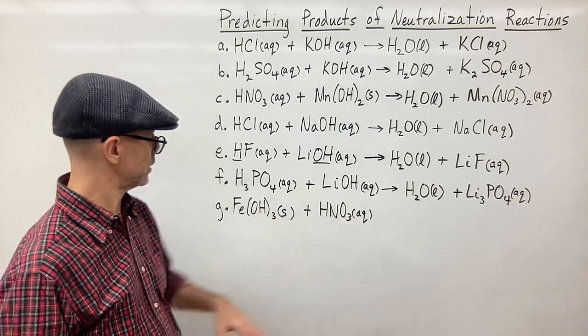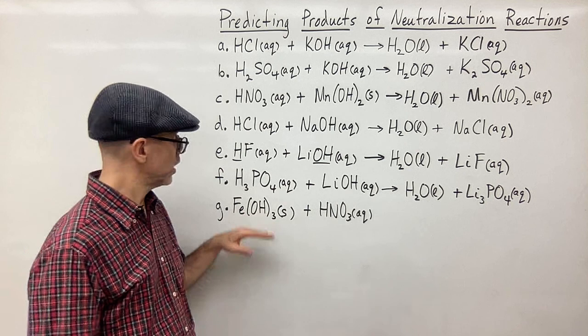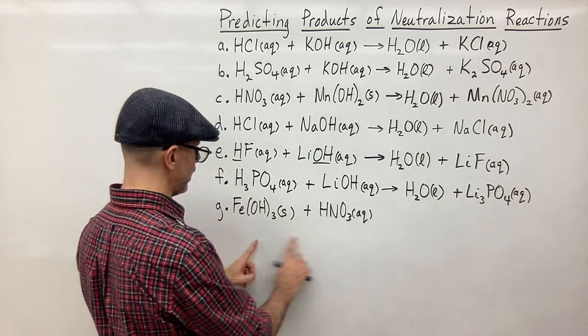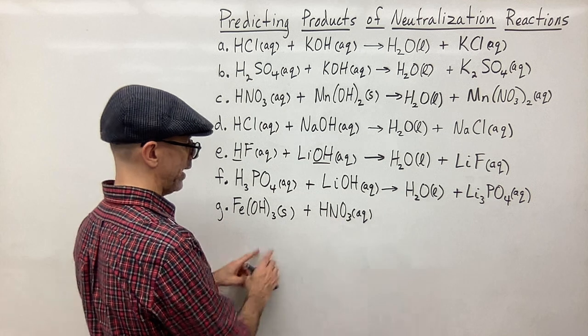And last but not least, we have our iron 3 hydroxide solid and our HNO3, our nitric acid. This is a strong acid. This is going to be a weak base, but that doesn't matter. We're going to do the same thing. So the outside ions go together, so iron and nitrate.